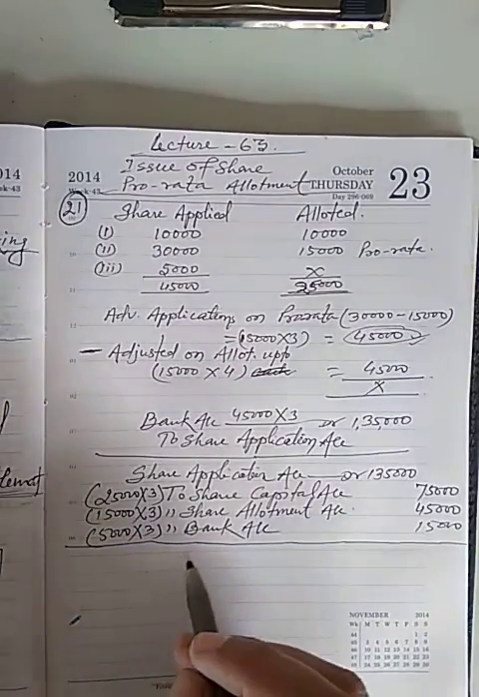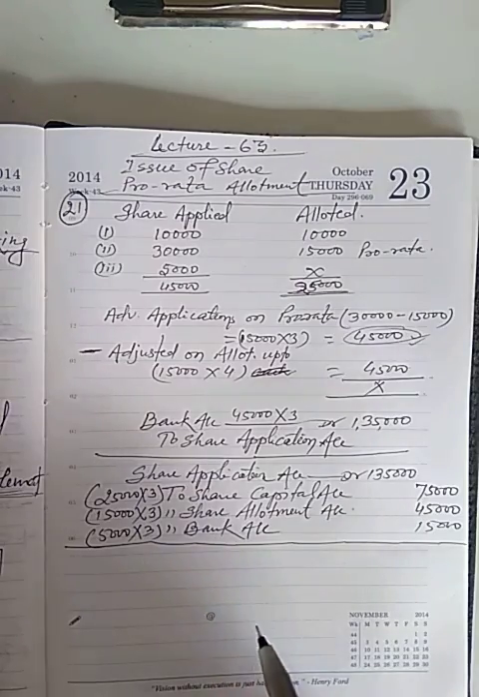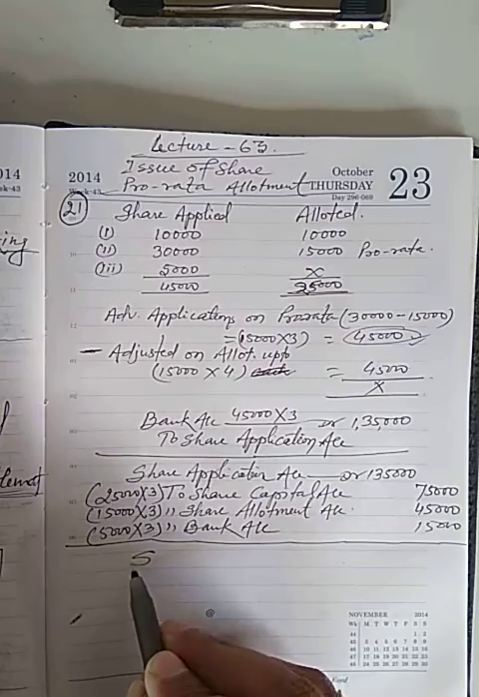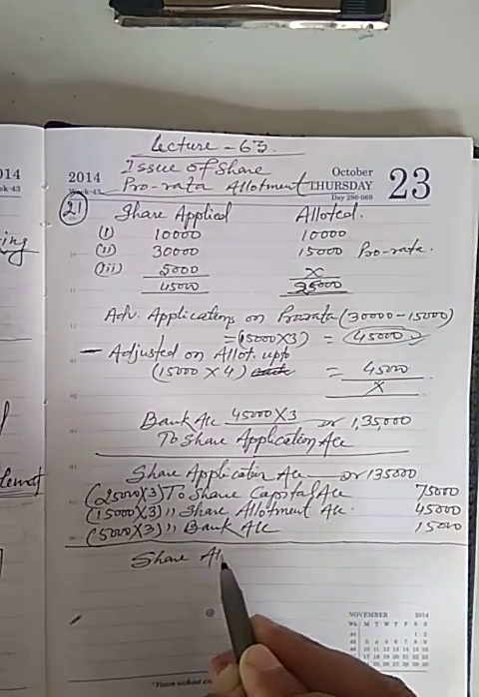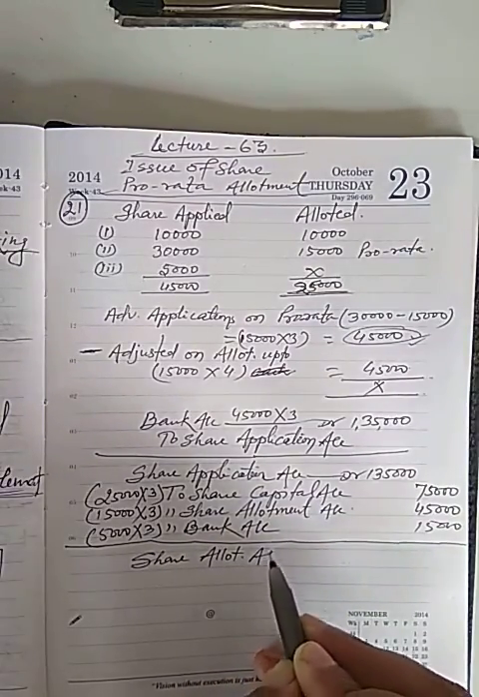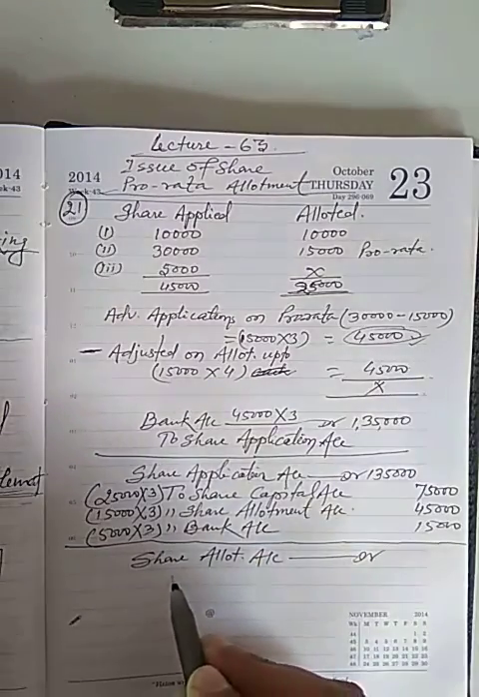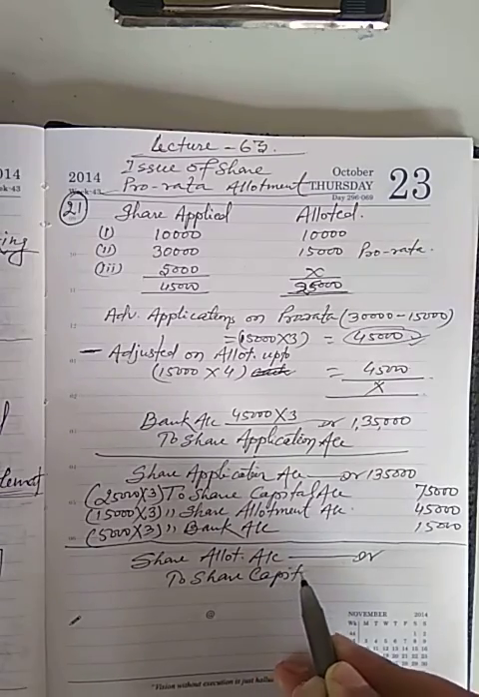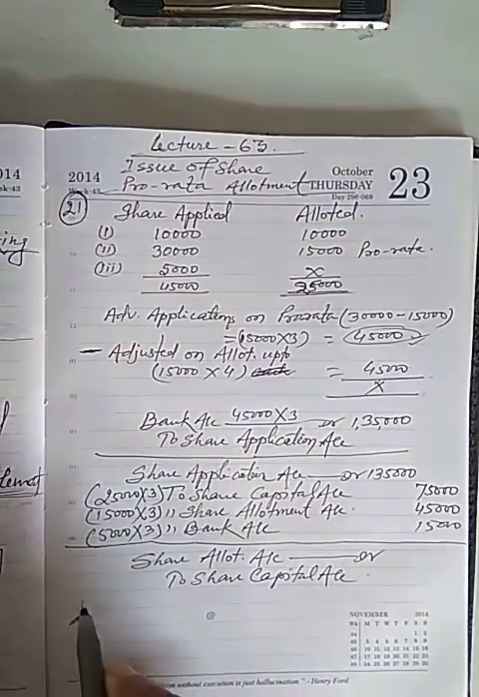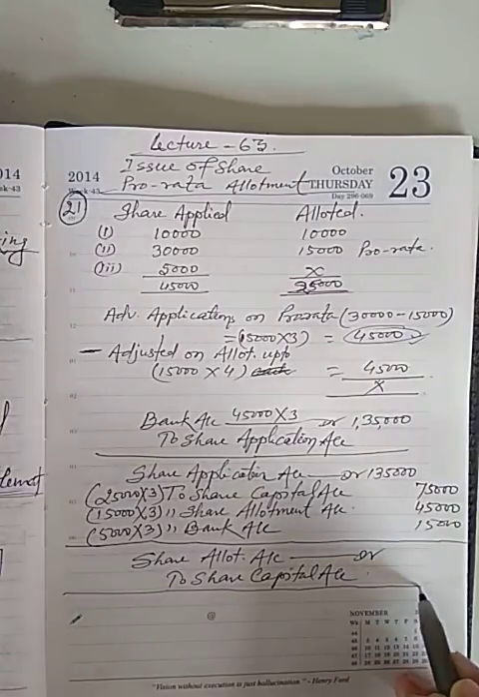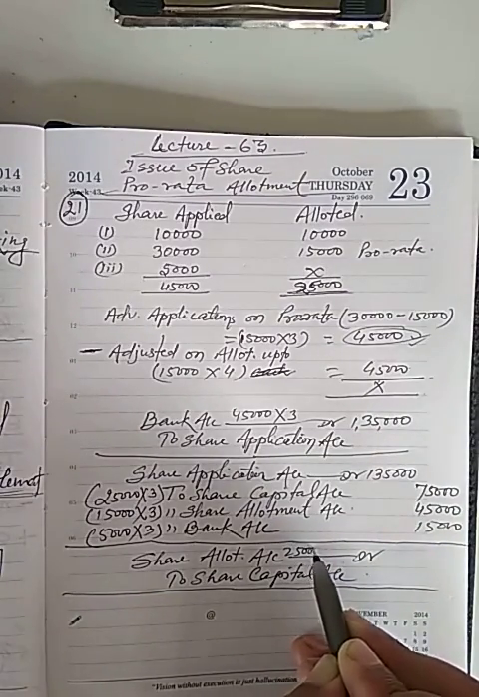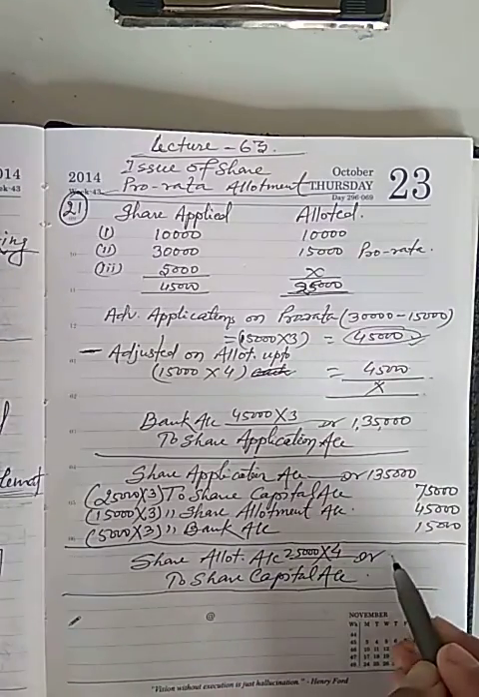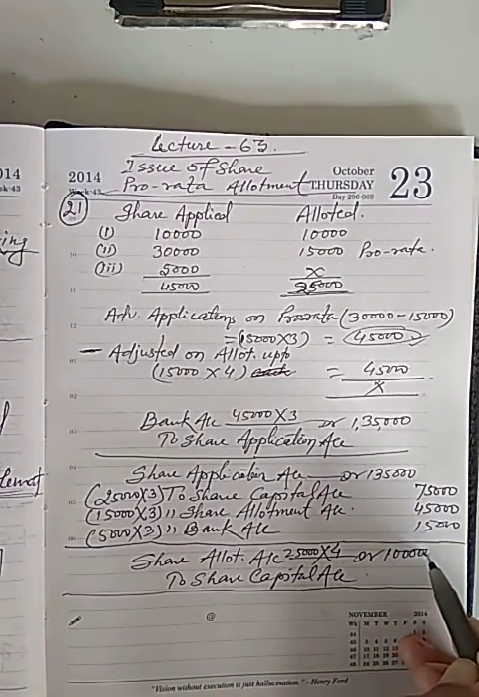Next journal entry will be for the money due on allotment. So the journal entry will be share allotment account DR to share capital account. I have issued only 25,000 shares, so at the rate of 4 it will be 1 lakh.